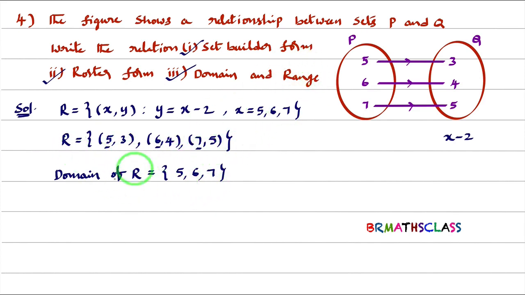And one more thing they are asking: the range of this relation. Okay. What is range? The definition of range is the set of all second elements of ordered pairs in the relation. You observe here, what are the second elements? 3, 4, 5. They are the second elements of ordered pairs in this relation. So the range is 3, 4, 5. I hope you understand this.